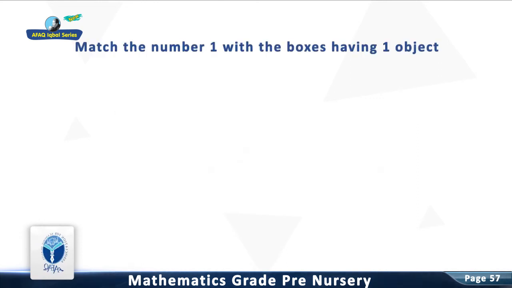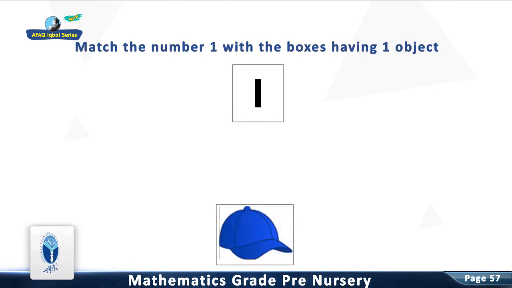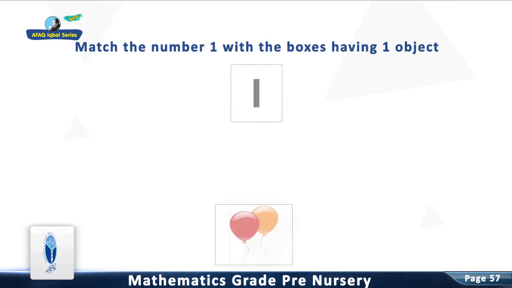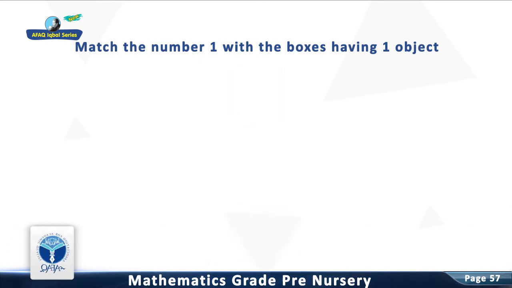Match the number 1 with the boxes having one object. First picture. Good. Cap is 1. It is matched with 1. Next picture. Good. Balloons are 2. It is not matched with the 1. Next picture.